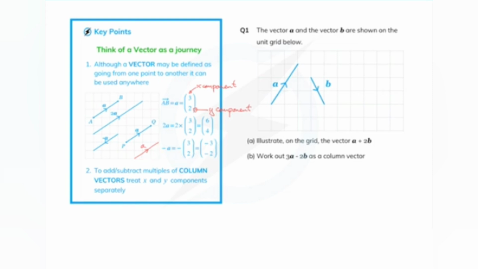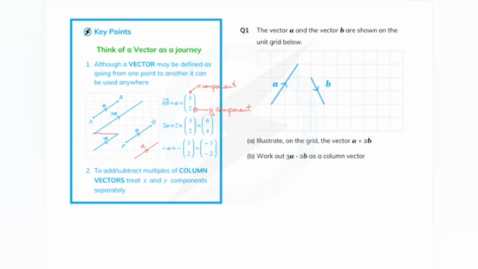And obviously the vector 2a, that was this one here, well, everything's been doubled, and you can see I say it's 2 times (3, 2), and we just double both the components to get (6, 4), and you can see it is indeed 6 across and 4 up. And minus a, well, the minus sign goes in front of the column vector, and then you do the minus sign to each of the things. So we get (-3, -2), and if you look at that on the diagram, you can see that we do indeed go 3 backwards, so that's minus 3, and then 2 down, which is minus 2.